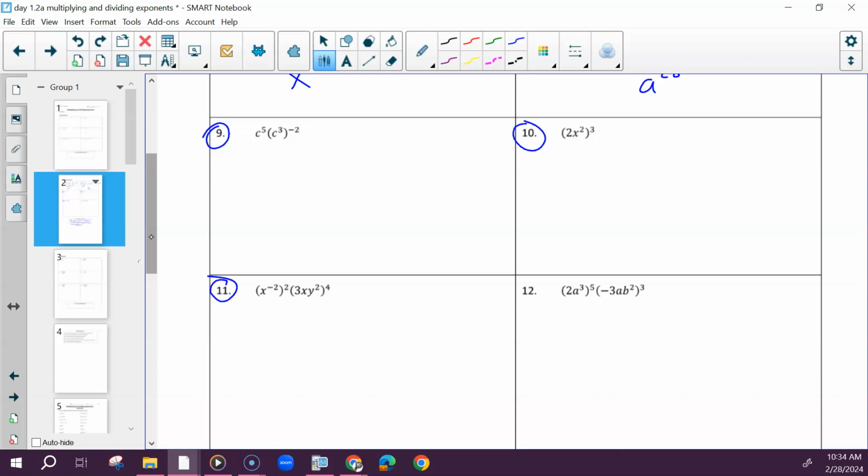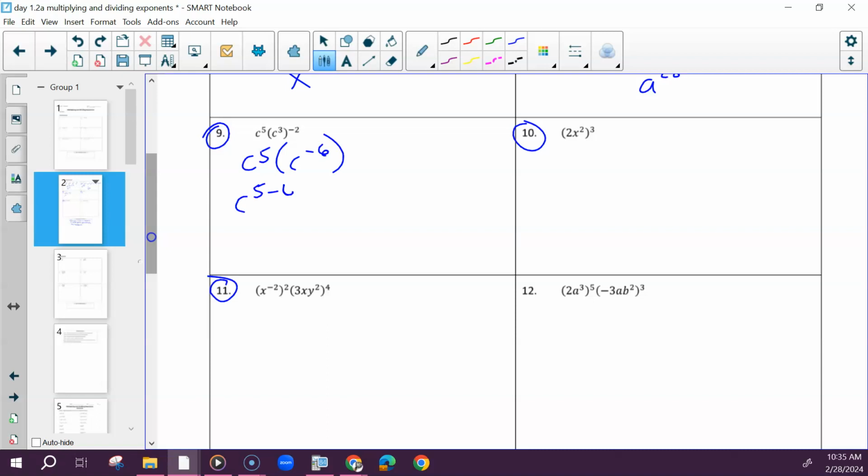So for 9, think about this like your order of operations. You have to do what's inside the parentheses and then do your exponents. So here we have to multiply these two exponents first. And now that we are just multiplying like bases, what are we doing with the exponents? Adding them, but in this case adding a negative or subtracting. So c to the 5th minus 6.